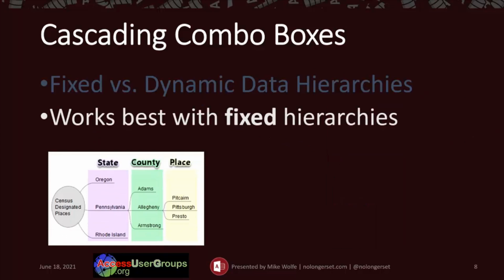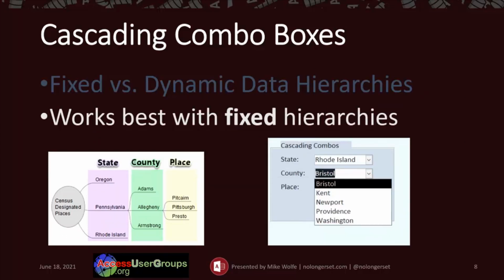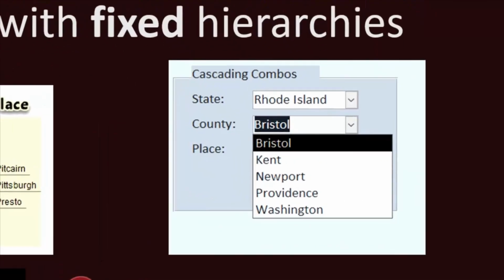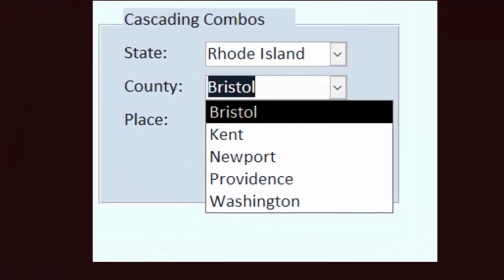The combo boxes work best with the fixed hierarchy. This would be where you would choose the state, and then as you choose the state, the county box would get updated so that it only shows the counties that are applicable to that state. And then when you choose the county, the same thing: the places would only be those places that are applicable to that county within that state.